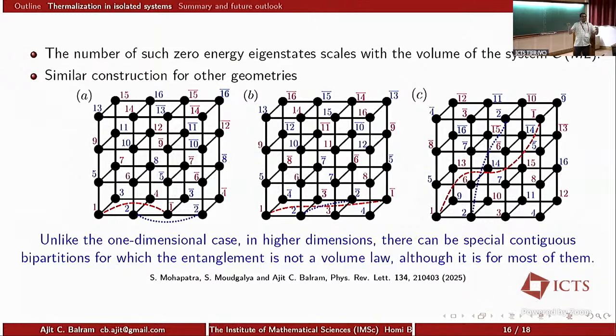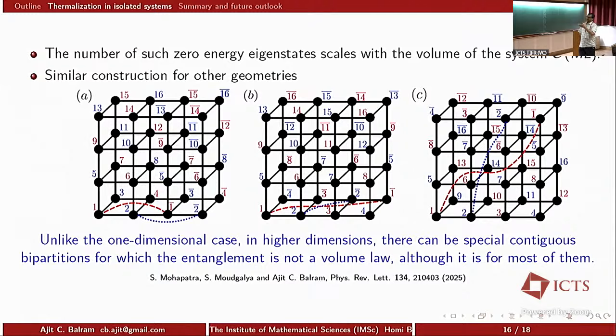So these only make Bell pairs within themselves. There is no Bell pair that goes out of these 4 sides. So in these configurations, there are special contiguous bipartitions for which there is no entanglement between this system and the rest of the system. So it's not volume law entangled for certain specially chosen, but contiguous bipartitions. So these are contiguous bipartitions, but they don't have volume law entanglement.